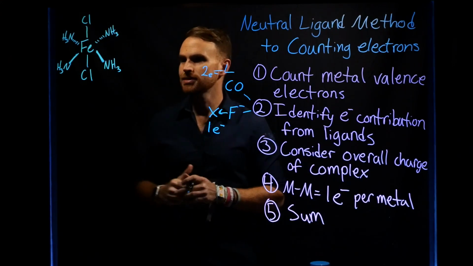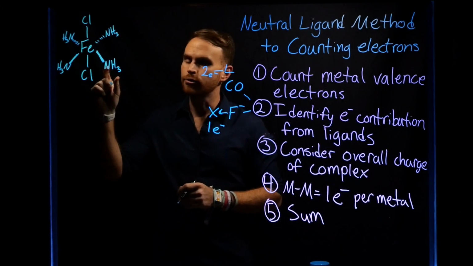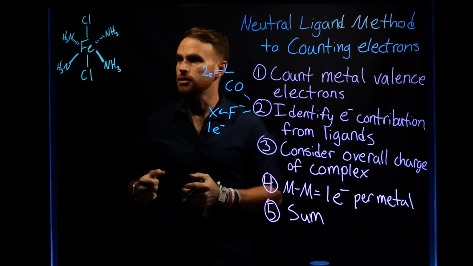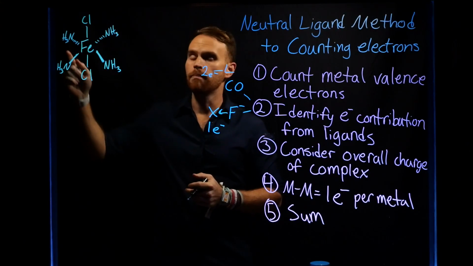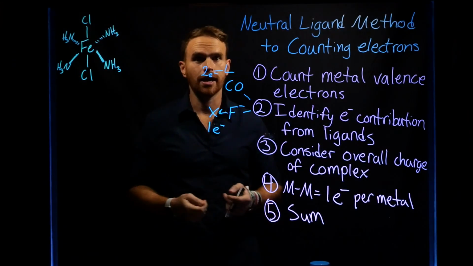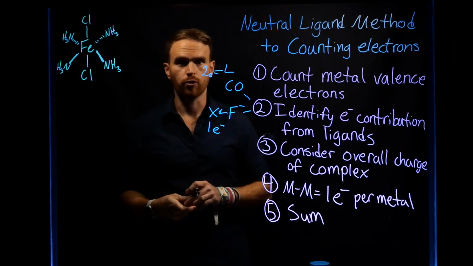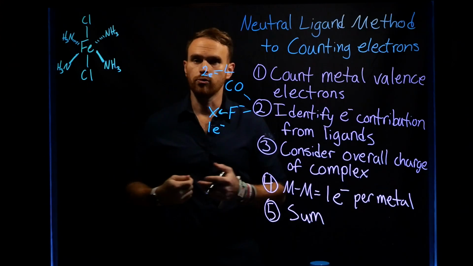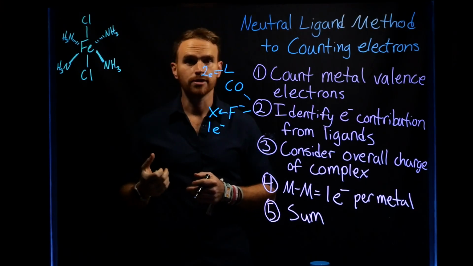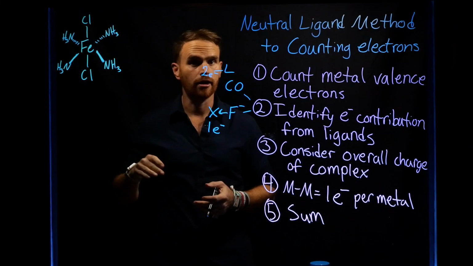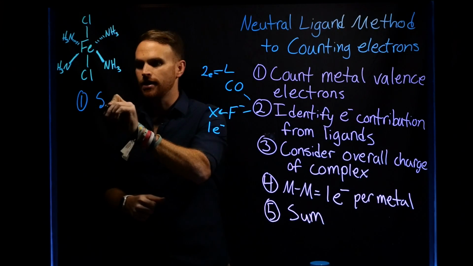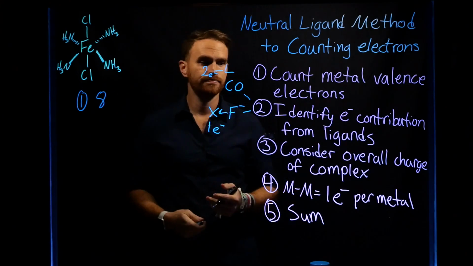So in this complex, we're looking at iron as the transition metal. There are 2 chloride ligands and 4 ammonia or amine ligands, as they're known in the nomenclature for coordination complexes. So for iron, step 1, count the total number of valence electrons. For iron, it's going to be 8 because it's the 8th element on the 4th row of the periodic table. So we will have 8 electrons coming from iron.